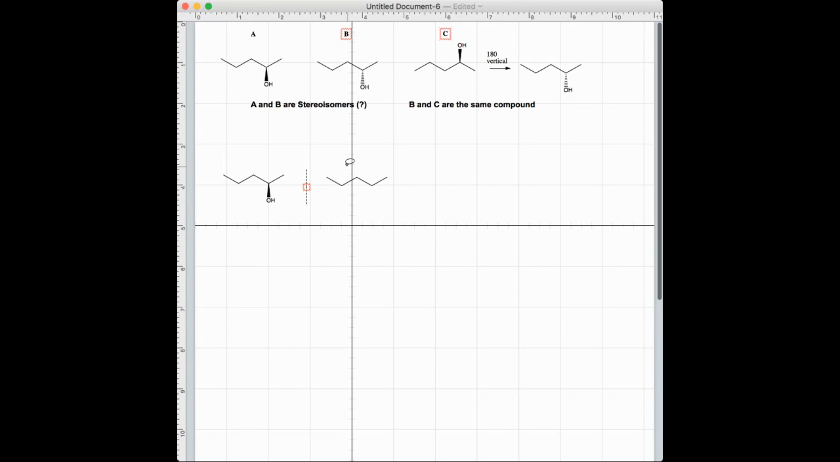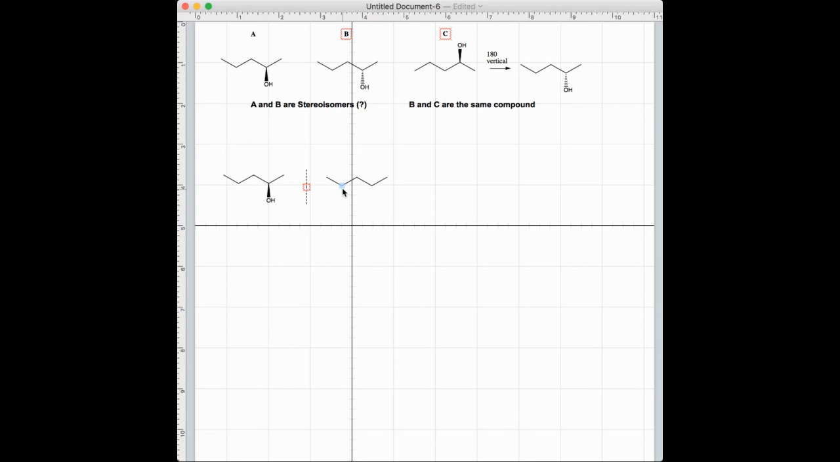And then the question is, in this mirror image, where should I place the hydroxy group? Should I place it in the second carbon here, from left to right, or from right to left? Which of these? Left to right, so the mirror image will have the hydroxy group here. That is correct.